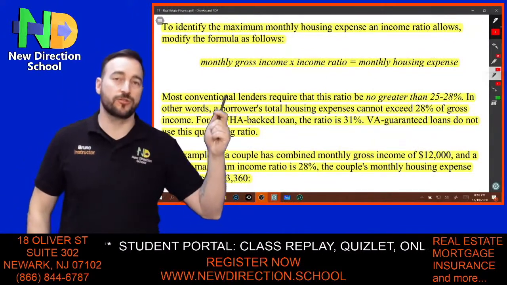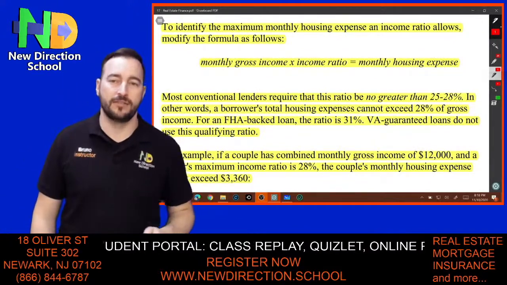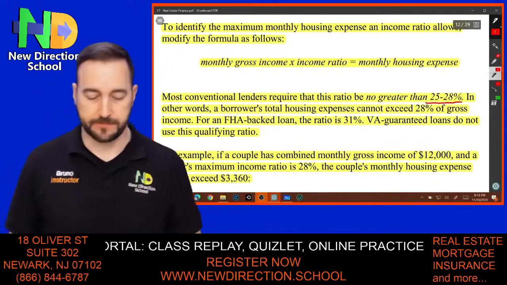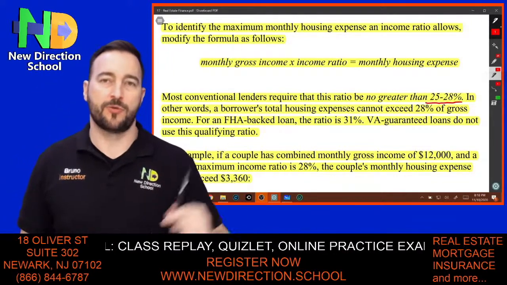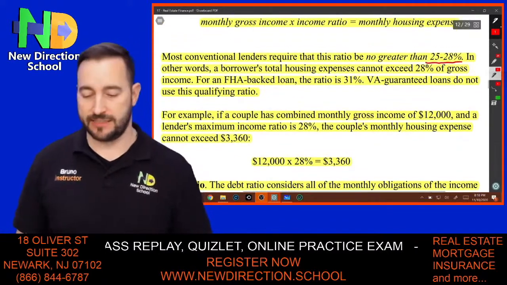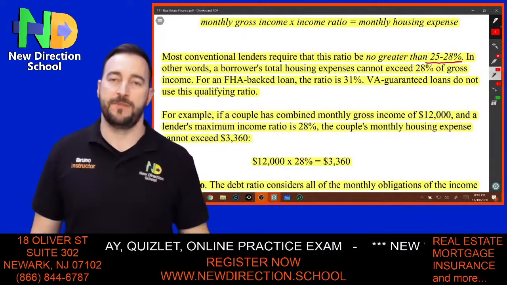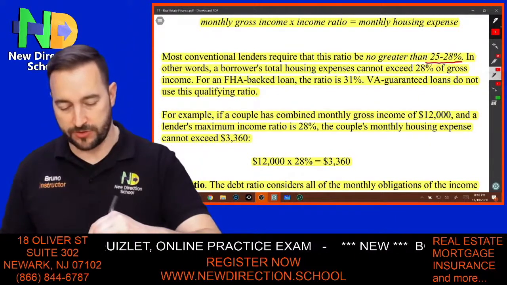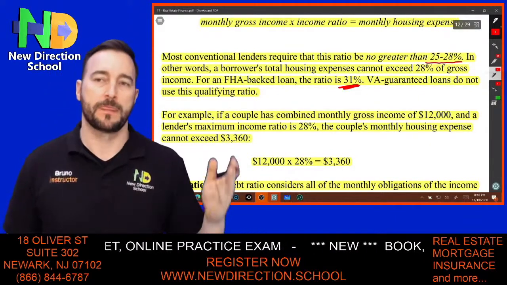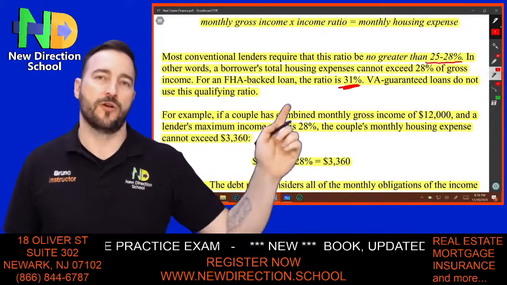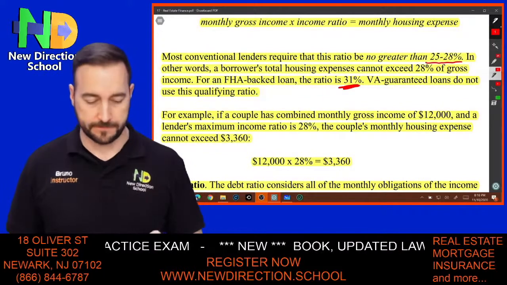Most conventional lenders require that this ratio be no greater than 25 to 28%. In other words, the borrower's total housing expenses cannot exceed 28% of gross income. For an FHA-backed loan, this ratio goes up to 31%. So conventional is 28 on average, and for FHA is 31.